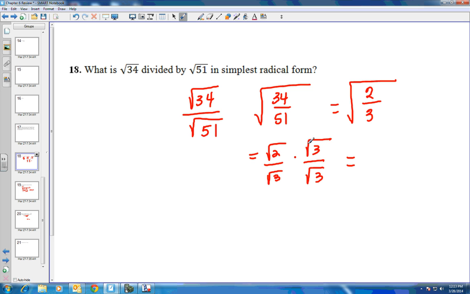So square root of 2 times square root of 3 is square root of 6. And what's square root of 3 times square root of 3? 3. That's my answer. So far, so good?